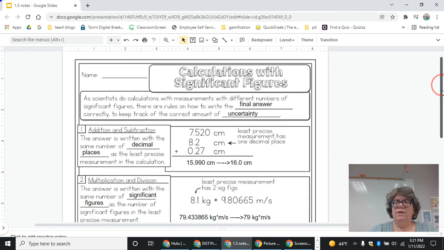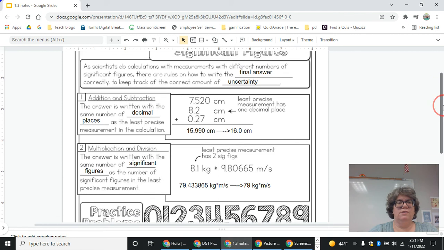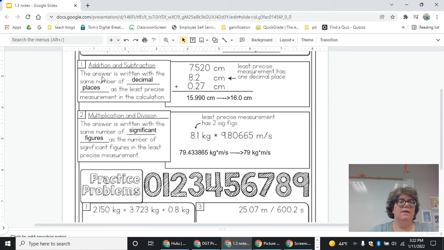So when you have to do calculations with significant figures, there are some rules in how to write the final answer. That helps us keep track of how precise, like we said, how precise our instruments were. So when you're doing calculations in this class, there are some important things to remember. If you are adding and subtracting, the answer is written with the same number of decimal places as the least precise measurement in the calculation.